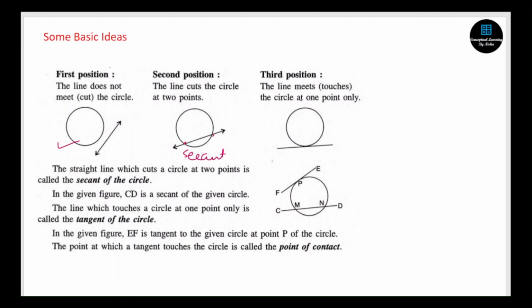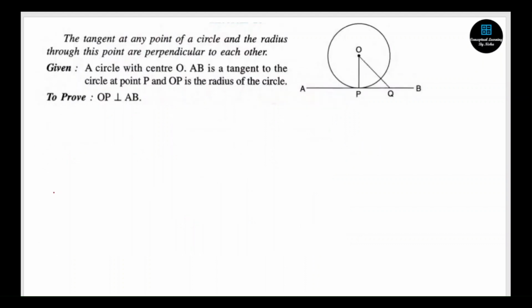And the third position, the line touches the circle. When the line touches the circle, its point of contact is only one. This is one and only one point where it touches, and this line is now called a tangent. Alright, so you are aware of this. So now let's move on with the first theorem.